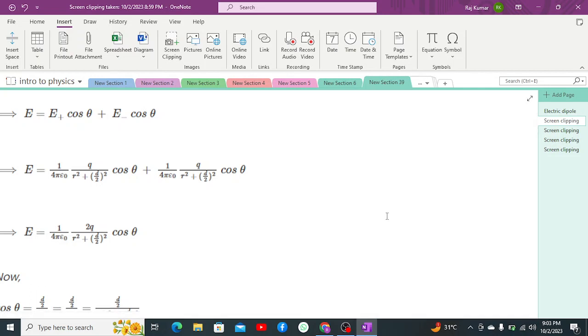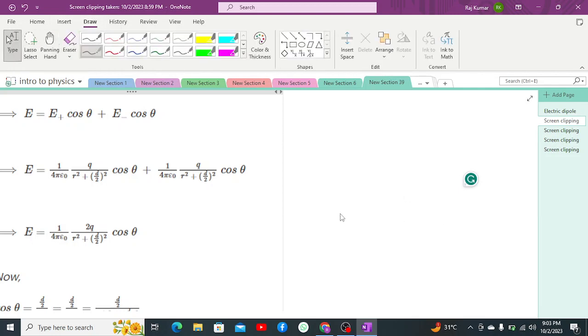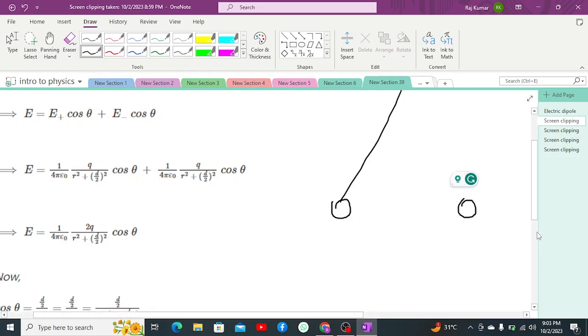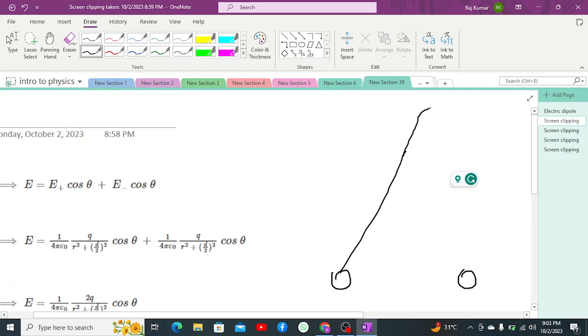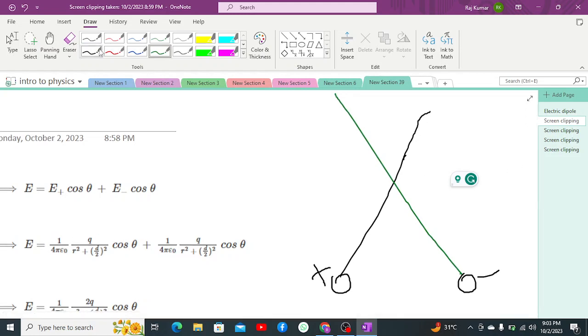Now in this case we are going to utilize a method in which r square plus d upon 2 whole square will be the condition. Here r square plus d upon 2 whole square will be added. Why? Suppose this is the dipole, these are two charges, this is the dipole generated, this is the electric field of charge 1. Both have the same magnitude but opposite charges. This is the electric field of charge 2, and the electric field of charge 1.